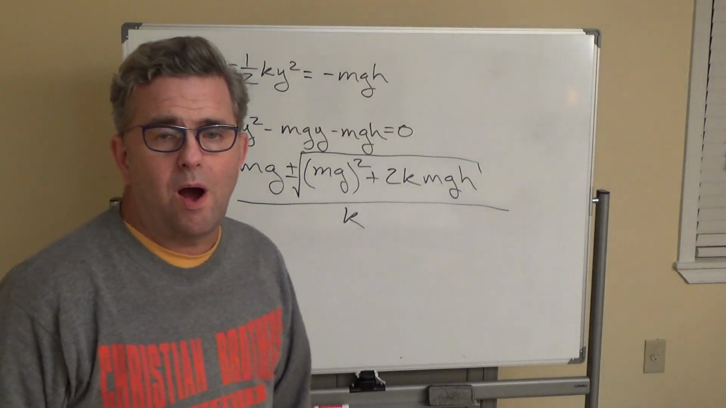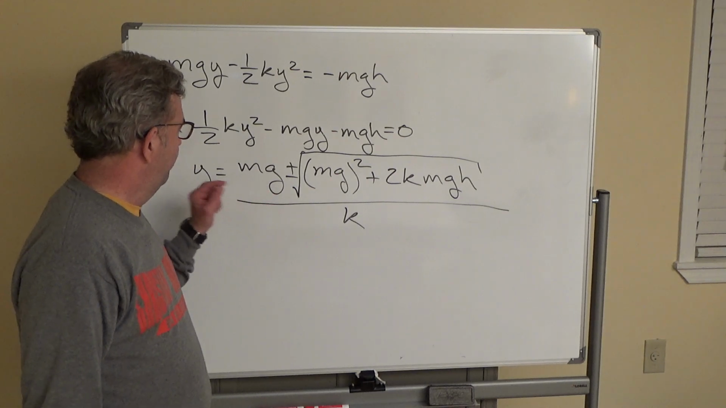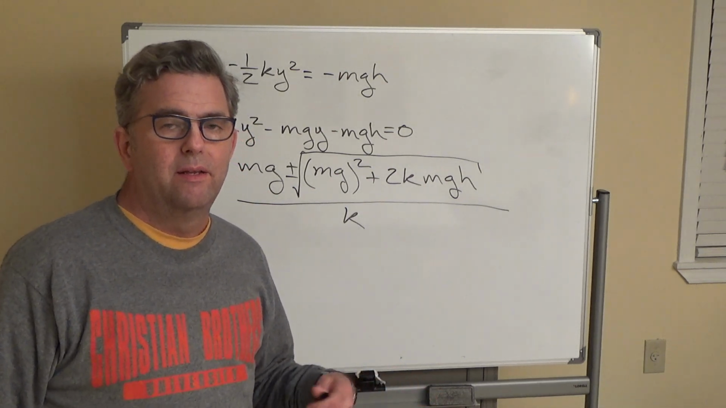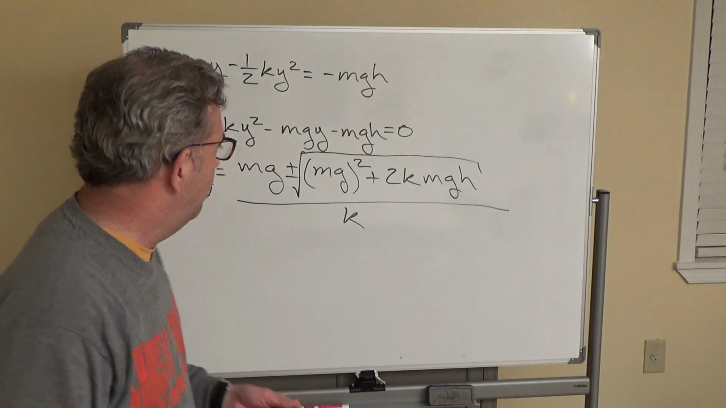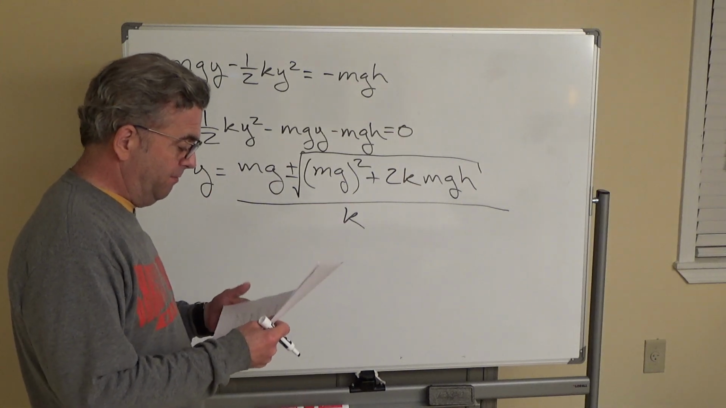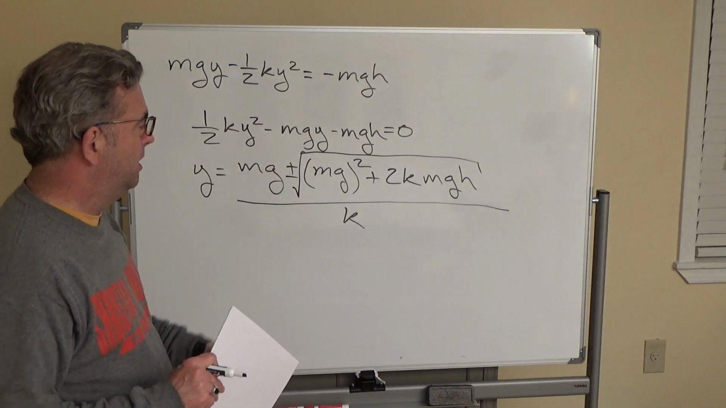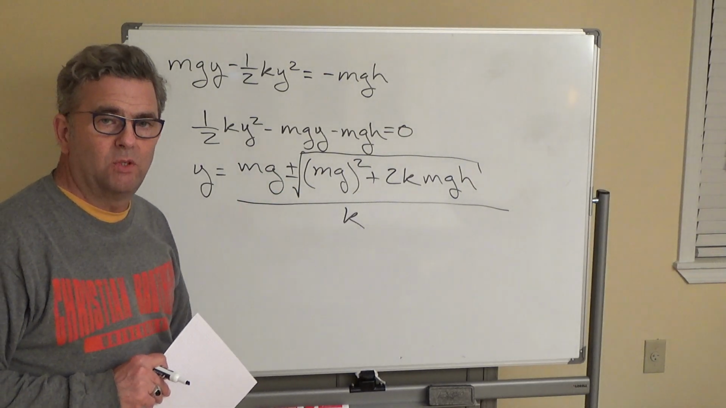That's how you solve for y. You're going to get a positive value for y. You're going to get a negative value for y. The negative value doesn't make sense for the way we set up the problem. You take the positive value for y, and I'll let you plug your numbers in, but that's how you get it. Okay?